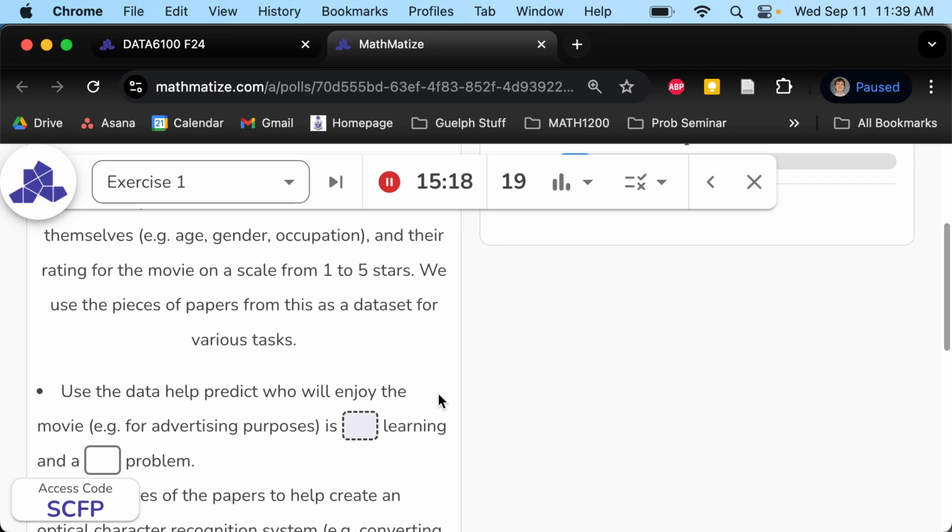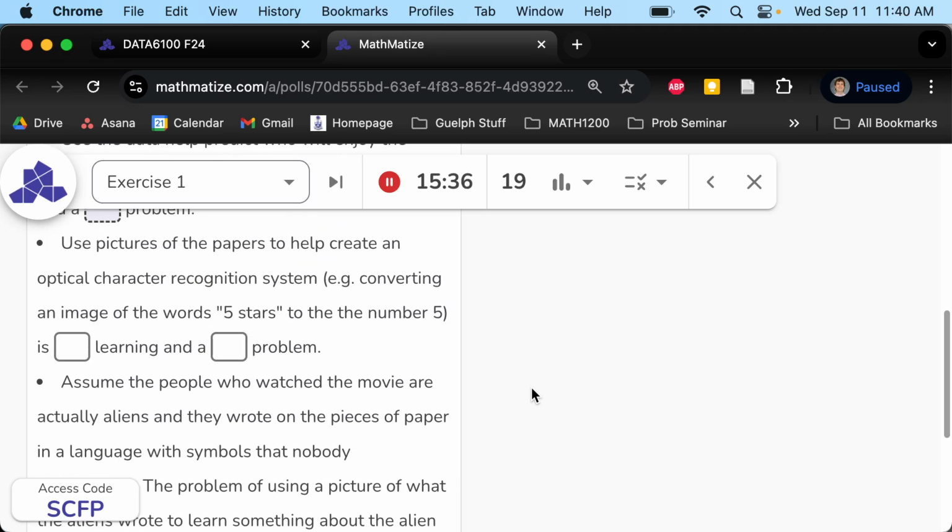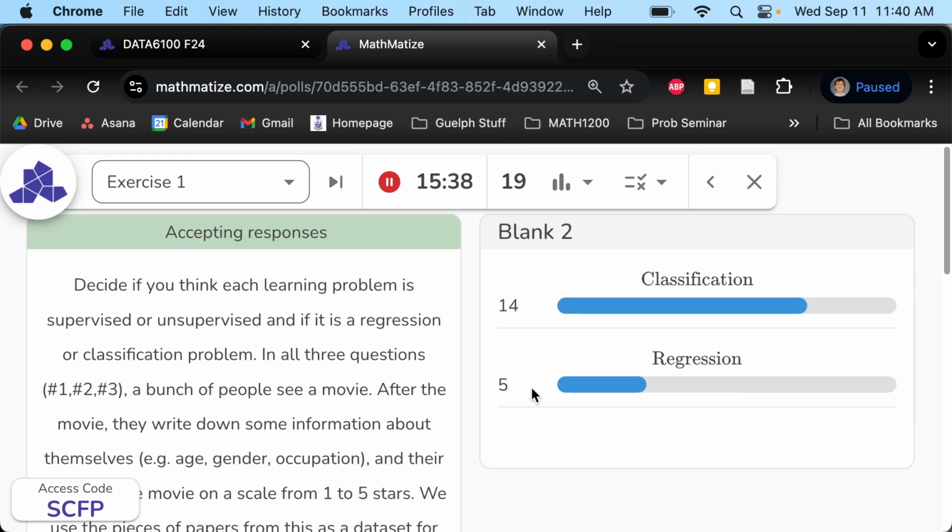Now the question is, supervised, unsupervised, we know it's supervised. Is it regression or classification? And this is, again, we came to this discussion last class, even though we didn't use the words regression and classification. Now you've seen the video, and you should sort of know what the difference is, if there's classes or not. What did you guys pick? So 14 to 5 people said classification. Only 5 people said regression.